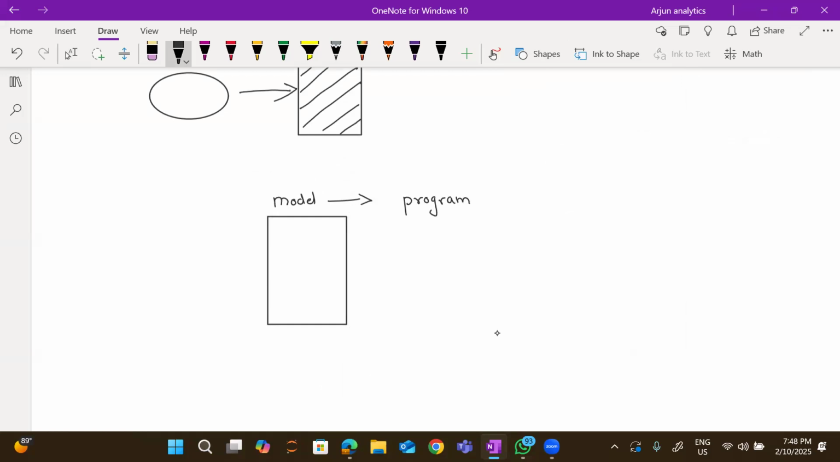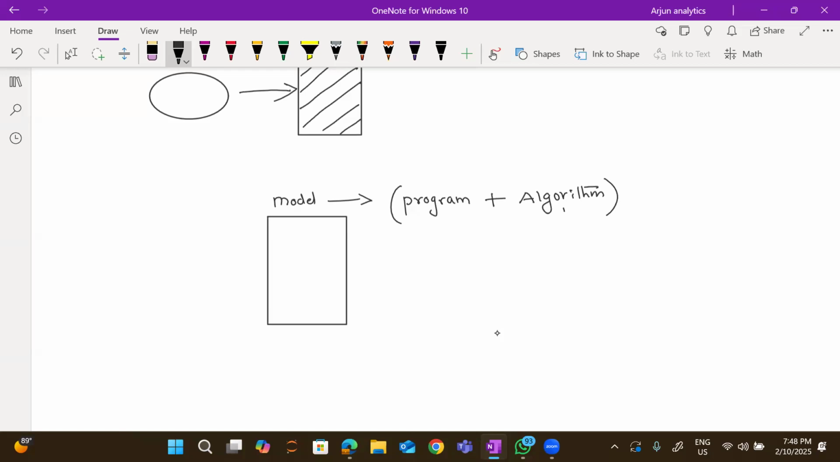Now you may ask me, if it is a program, why are we not calling it a program? Why are we calling it a model? Because this program is based on the algorithm. So we are going to write a program based on the algorithm. This is nothing but our model. Okay, now some people may ask me, program is nothing but simple code, guys. Whatever the simple coding is.